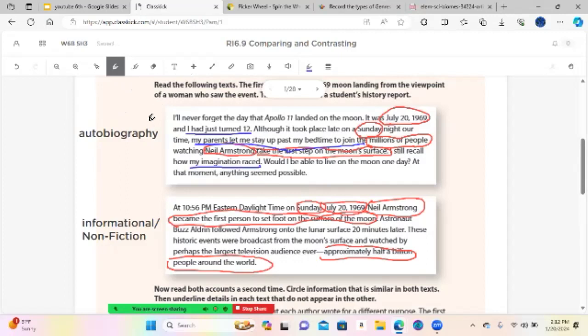All right, so let's look at the next story. So this part about Buzz Aldrin was not mentioned in the story above. We didn't hear of another person joining Neil Armstrong on the moon. Largest television audience ever was also not mentioned.